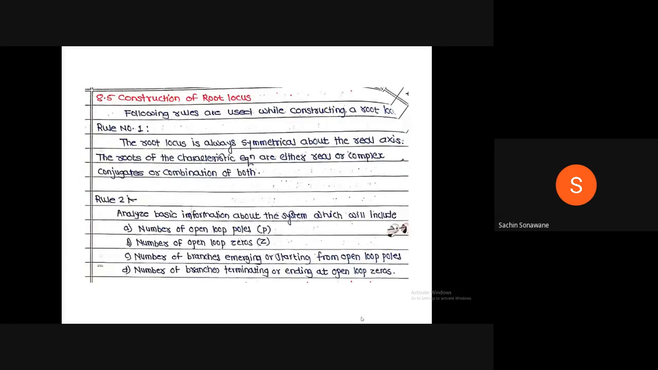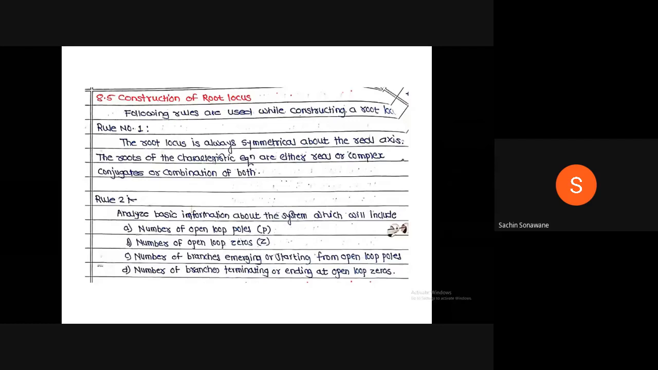Now, construction of root locus. We will see some rules on how to construct the root locus. The following rules are used while constructing a root locus. Rule number 1: the root locus is always symmetrical about the real axis. Real axis means x axis. The roots of the characteristic equation are either real or complex conjugates or a combination of both.